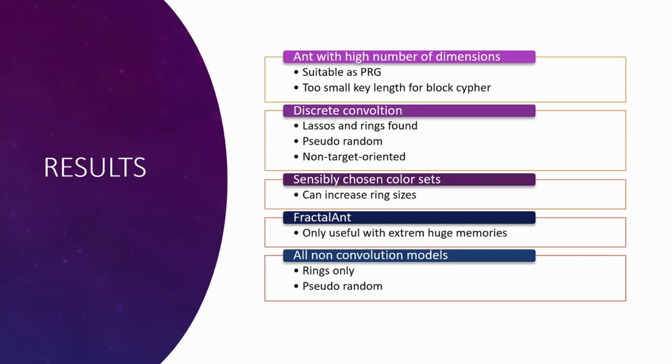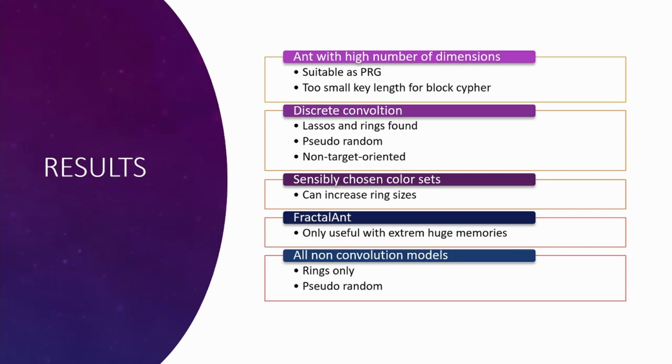It's going step for step for step, and you cannot split it across several cores or something like this. Then we have the discrete convolution models, where we found lassos and rings. That means, on the other hand, that the rings we find must be smaller, or there must be a smaller number of rings. That's not good in the sense of a pseudorandom generator, because you want as many random numbers as possible from one seed. So discrete convolution is not really target-oriented.